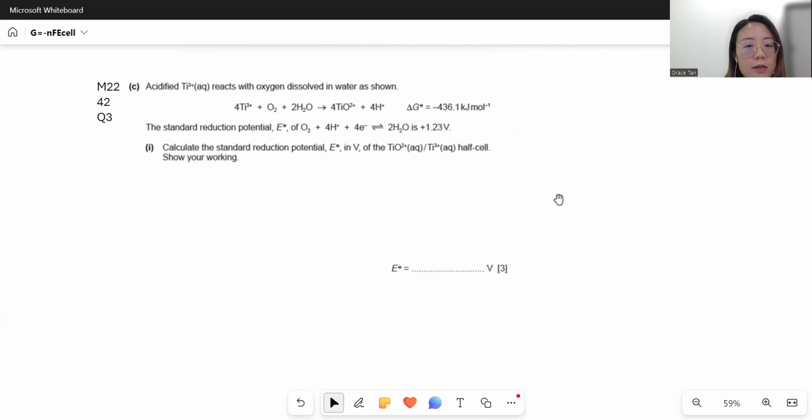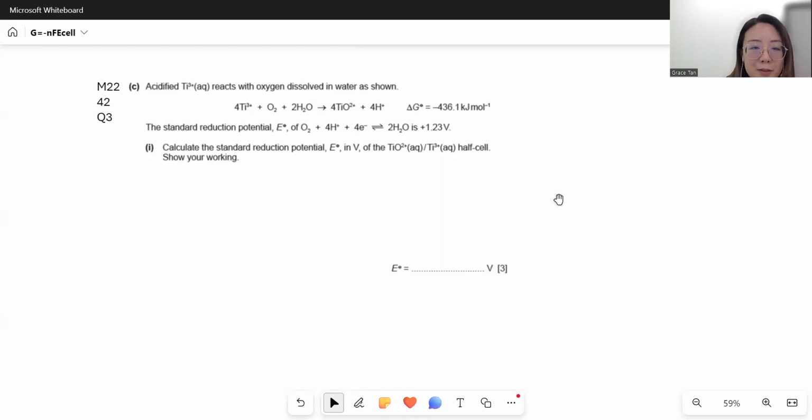Now, this one is a very short yet 3 marks question. Just now that question was quite guided. This March 22 question is not really guided because they just throw the whole working in one statement. The question is just: calculate the standard reduction potential of the vanadium.